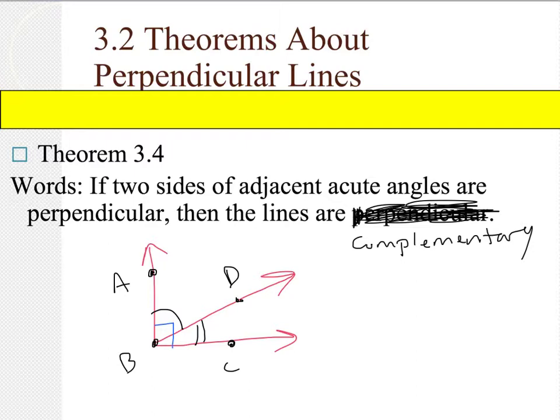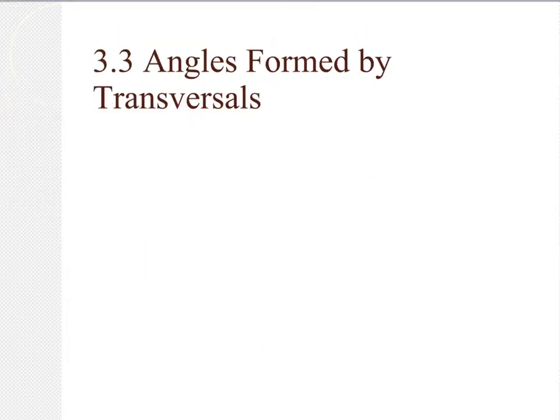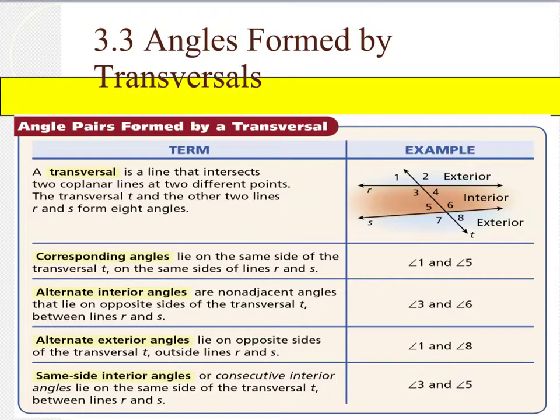All right, that's the last of the theorems, and that's the last of 3.2, which means we are moving on to 3.3, angles formed by transversals. We do have a couple of vocabulary words here: transversal, corresponding angles, alternate interior angles, alternate exterior angles, same side interior angles. Write all of those down, please, please, please.